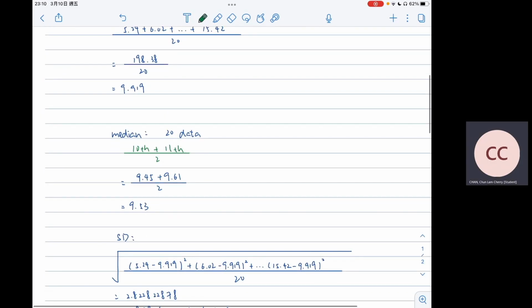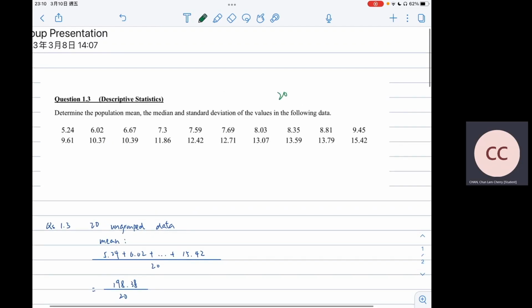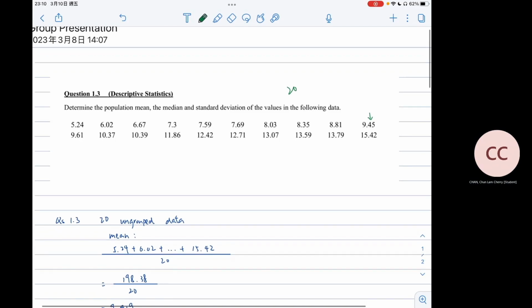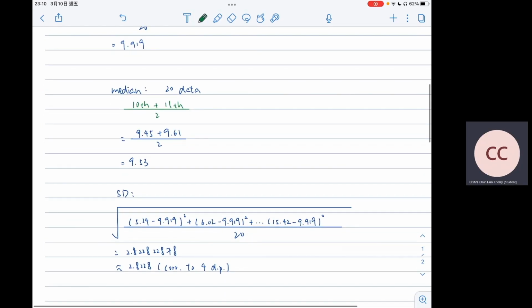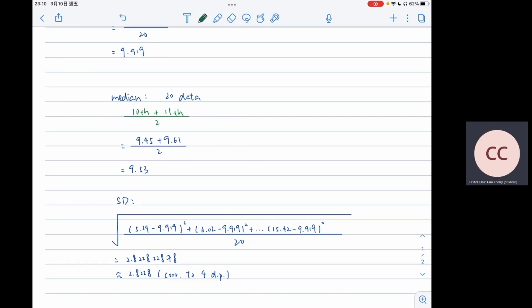And for the median, as there are 20 data, the median is we add the 10th and the 11th of the data and divide by 2. The 10th data is 9.45 and the 11th data is 9.61. We add up these two data and divide by 2. So we can get the answer 9.53.